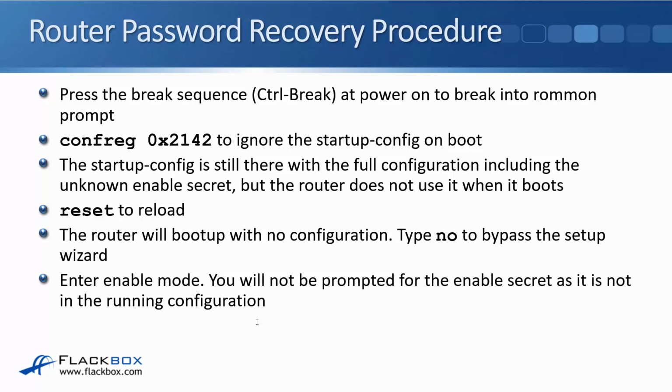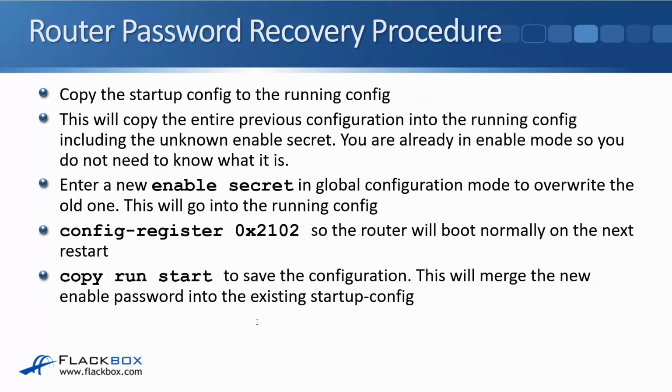You're not going to be prompted for the enable secret because it's not in the current running configuration, which is blank. Next thing you need to do is copy the startup config to the running config. Do not forget that step. If you forget that step and you do everything else correctly, like it says here, you're going to end up factory resetting that device and you will lose the previous config. If you're doing a password recovery because the administrator left and you need to still have that configuration there, that would be a big mistake.